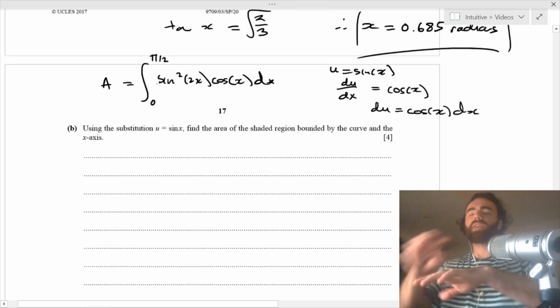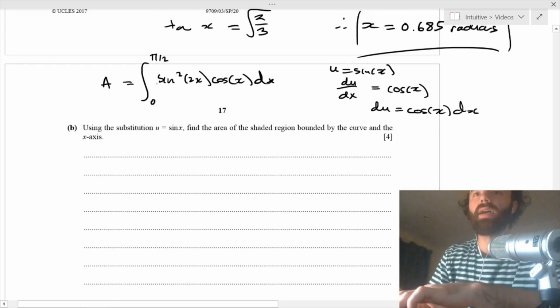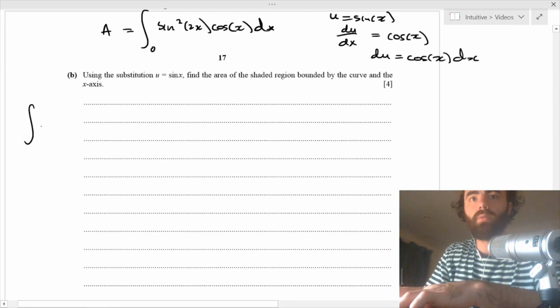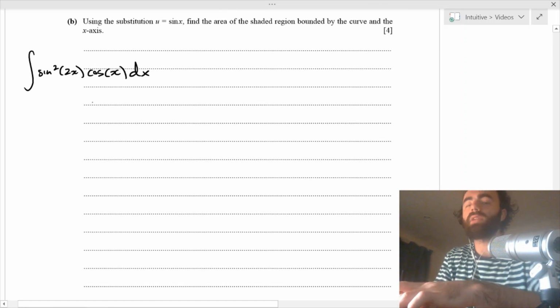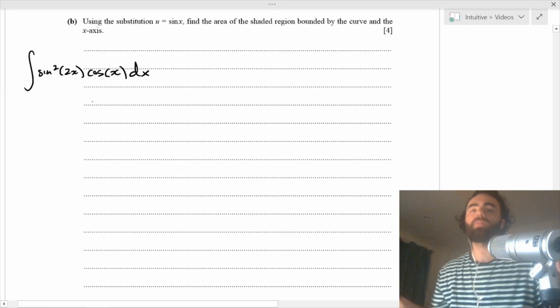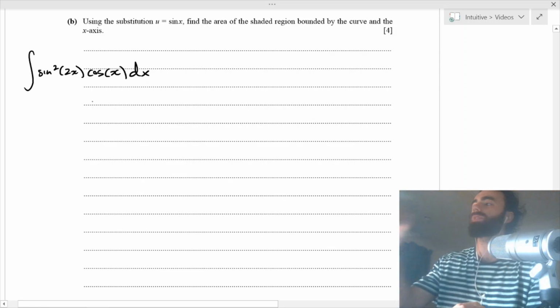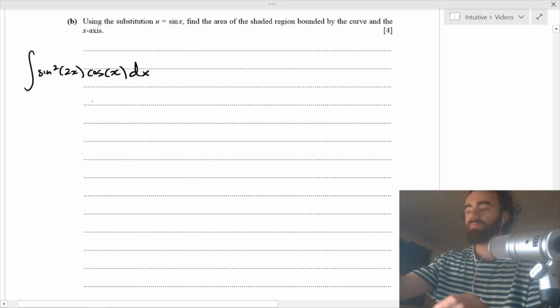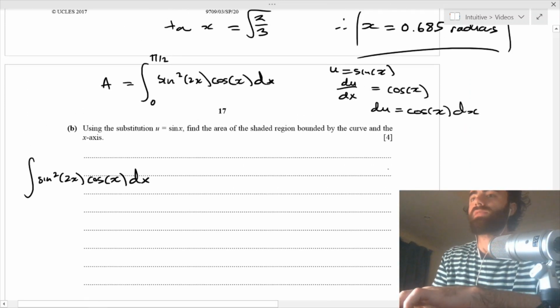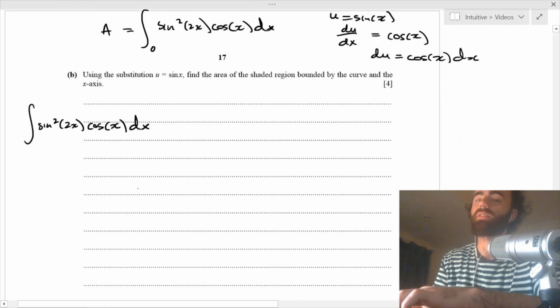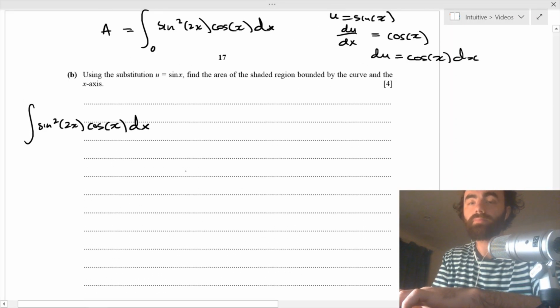So what I'll do is I'll take away the limits and just figure out what this integral is. Well, we can't solve this. How do we solve that? If you go on your formula sheet, you've got no tools in your toolbox to solve this. But if we make the substitution, it's going to get a lot simpler and we're going to be able to solve it.